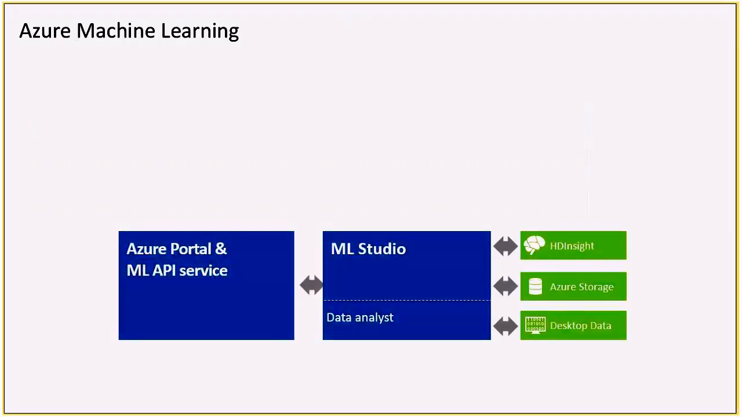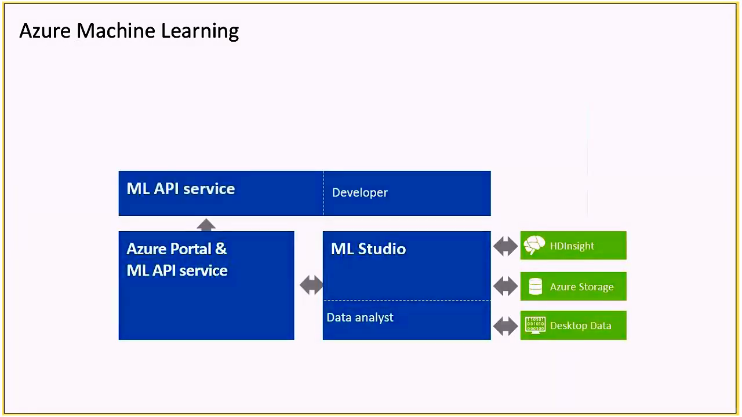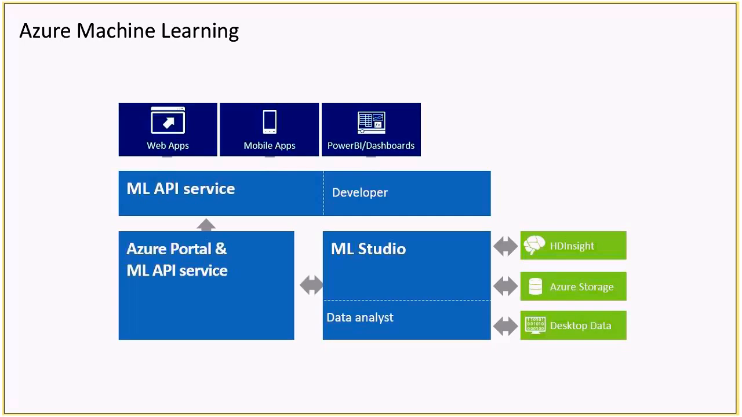In fact, it can be data of any one of these, the green color, and then it passes to the ML Studio. Then ML Studio creates an API service and hosts it in the Azure portal, right? Which is the ML API service. Then it can be consumed by the enterprise, either by Power BI dashboards or mobile apps, or it could be web apps also, right?